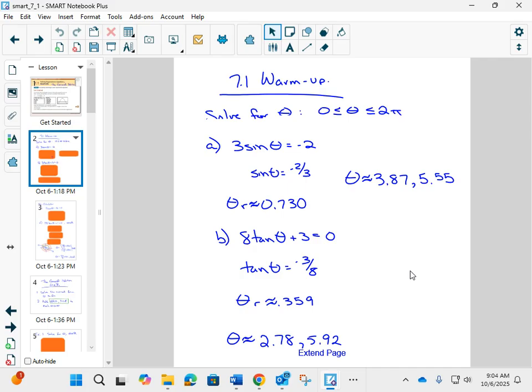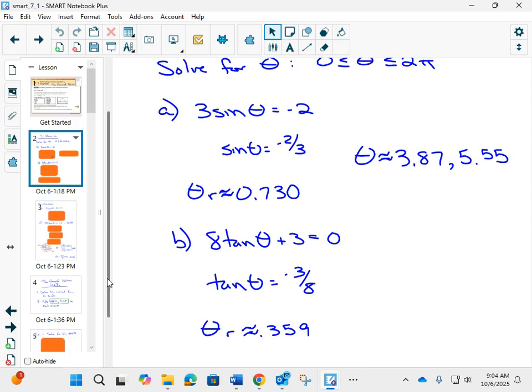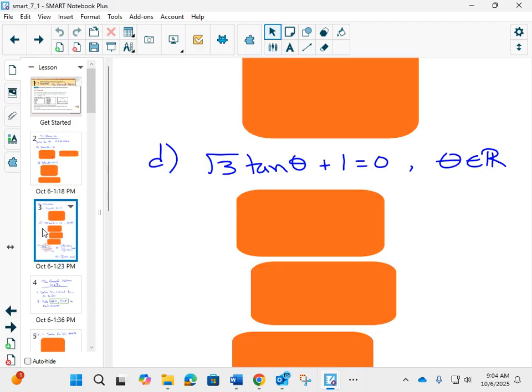So again, it uses reference angles, angles in standard position, our CAST rule, and these two were calculator ones. The next two that we're going to do are non-calculator ones. So, everybody good? Yes? Okay.